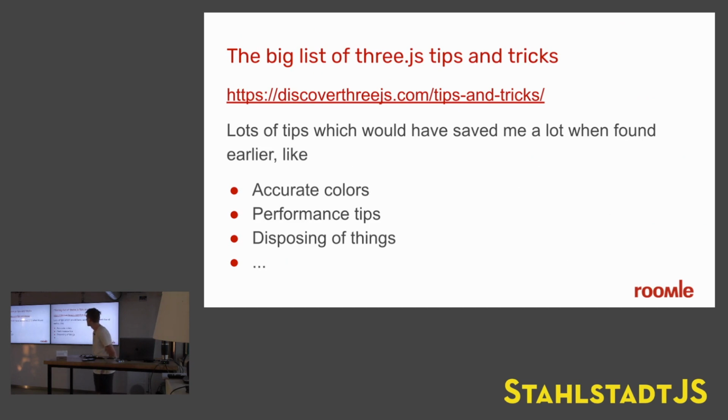And it explains how you get accurate colors, for example, when you want to model an object of the real world in 3D. It's not that easy to get the colors right, and there are also some performance tips. As I already mentioned, you want to run as smoothly as possible, between 30 and 60 frames per second. And also how you get rid of 3D models which you don't want to use anymore. It's called disposing.